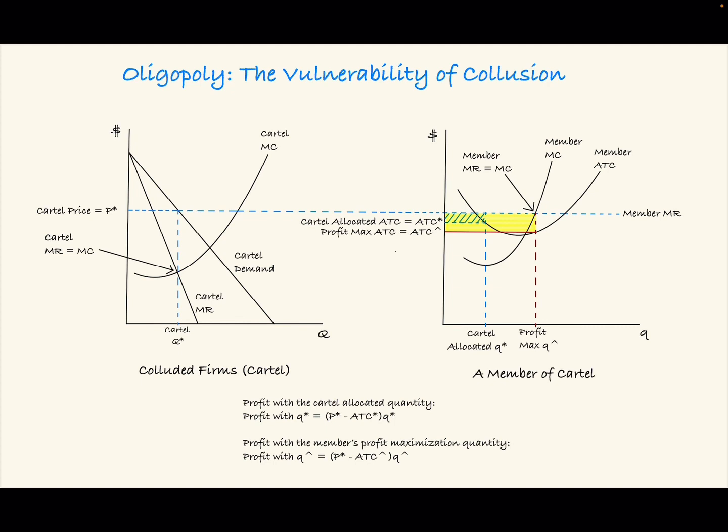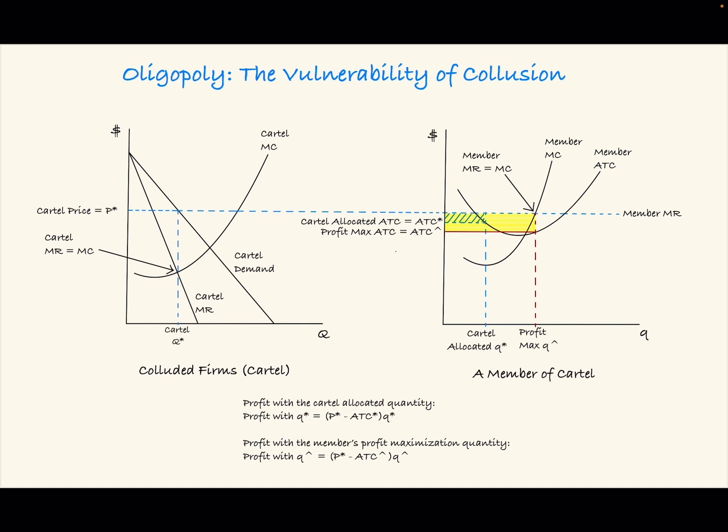Now the cartel will divide its total profit maximizing quantity, or cartel Q star, among the member firms in the cartel. Let's just say that the graph on the right represents a single member of the cartel. They are allocated a quantity of lowercase q star, or cartel allocated q star. We can see in the graph that the profit with lowercase q star equals P star minus ATC star, altogether multiplied by q star. We can see this profit in the blue cross shaded region.